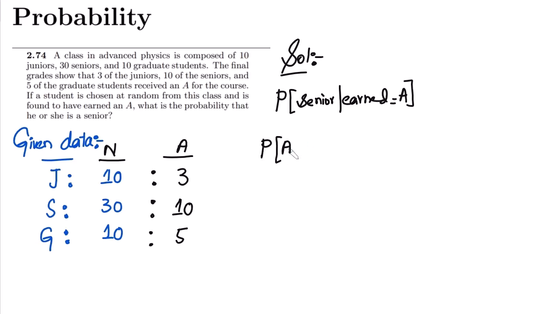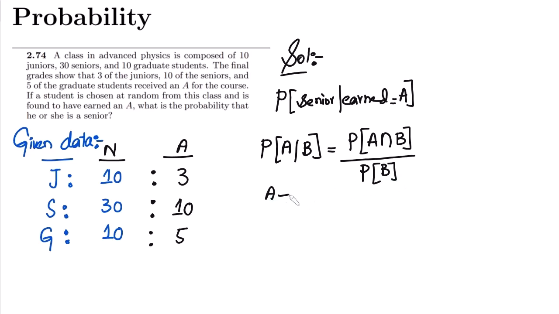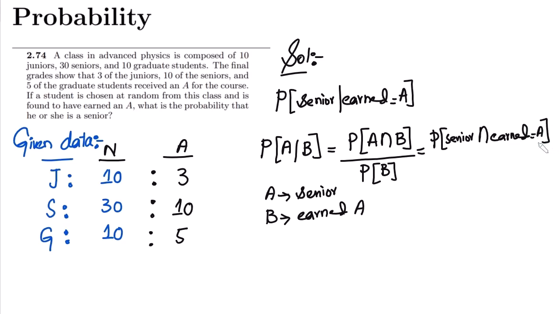On the basis of conditional probability, we know the formula that to find the probability of A given the event B, it would be the probability of A and B divided by the probability of B. Here A is the event that a student is a senior, and B is the event that he has earned an A. So we want to find the probability that he is a senior and has earned A, divided by the probability that the student has earned A.